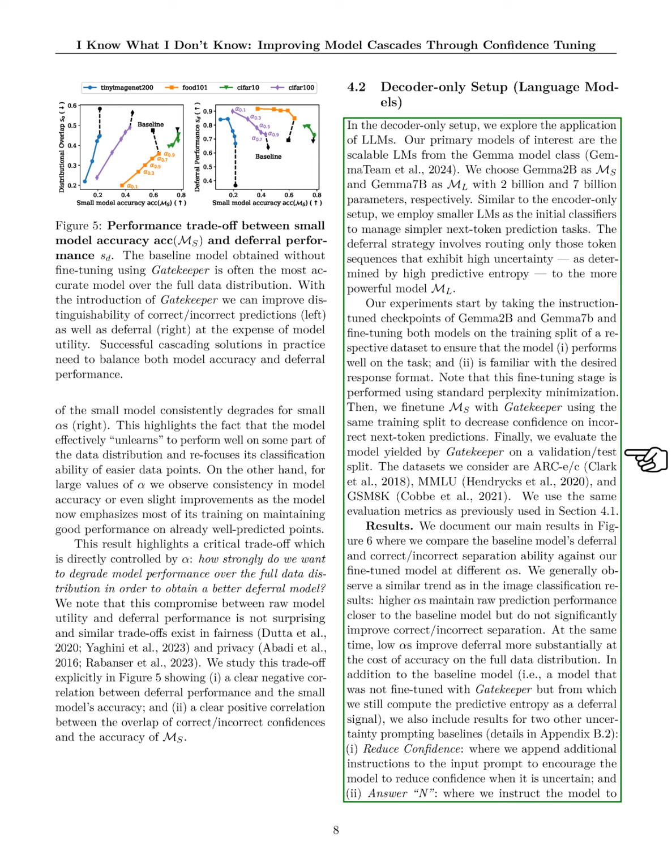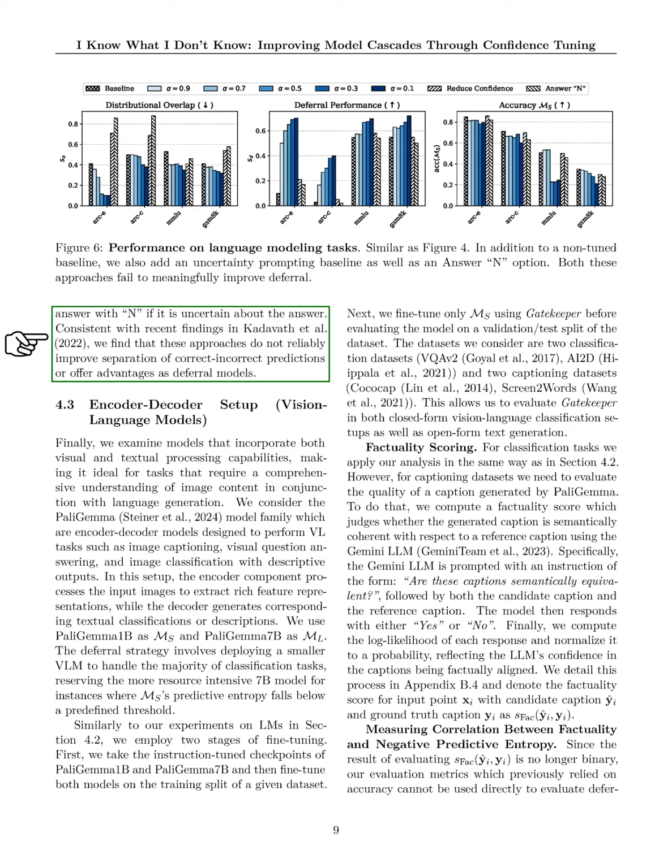In addition to the baseline model, we also evaluate 2 other uncertainty prompting methods, one that encourages the model to reduce confidence when uncertain, and another that instructs the model to respond with N if unsure. However, we find that these methods do not reliably improve the separation of correct and incorrect predictions or serve as effective deferral models.